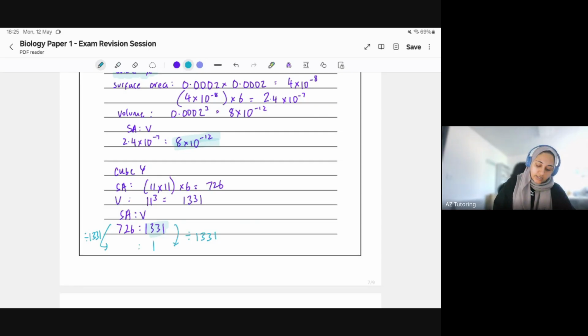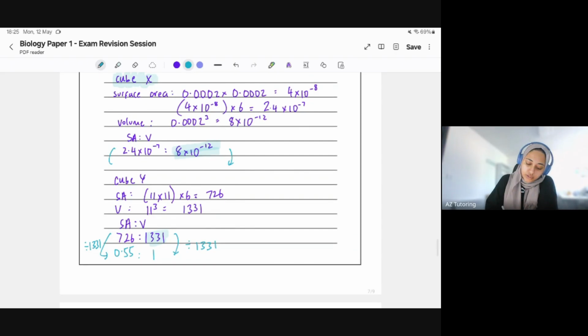And then 726 divided by 1,331, I get 0.545454. I'll just round it to 2 decimal places because we're comparing. So 0.55. And then we're going to do the same here. So I'm going to get the right-hand side to be 1 so I can compare it to the bottom ratio. So I'm dividing by 8 times 10 to the minus 12. So I get 1 for this side. So I have to divide the other side as well by 8 times 10 to the minus 12, over 8 times 10 to the power minus 12. I get 30,000.